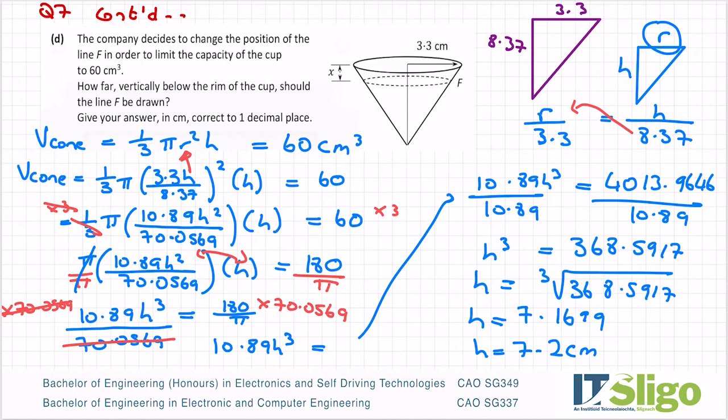Okay, what is x? So x then is equal to the original height, which is 8.37, minus what we just found, the height we need it to be so that there's only 60 centimeters cubed of liquid in that. So I have 8.37 minus answer, and I'm getting 1.2 centimeters for x. So if they come down 1.2 centimeters from the top of the cup, then the cup will hold exactly 60 centimeters cubed of liquid.